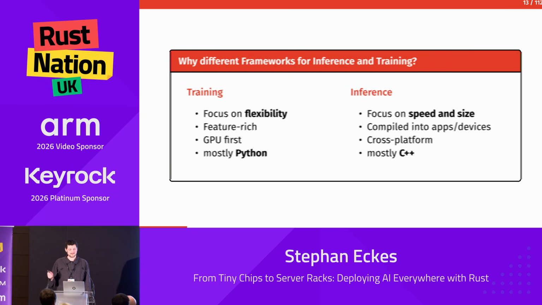And the inference side needs to focus on speed and size. It needs to be compiled into apps and devices. It needs to be cross-platform, right? You want to do inference on a microcontroller, on a server, on a GPU, and everywhere around. So on phones and everywhere. And that's why most of them are in C++ and are also interfaced from C++. So that's just the ecosystem I went into. Back then I didn't find a lot of projects that were very fast, so I also started with C++ and built some prototypes so I could deliver this to clients.